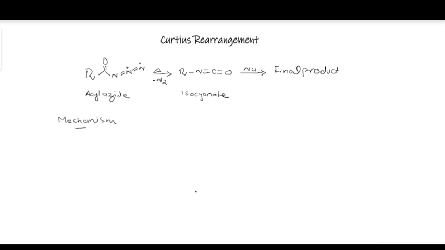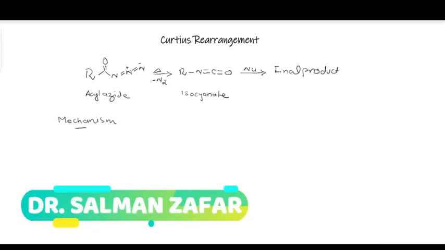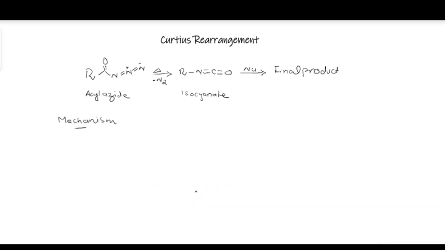So Curtius rearrangement is the thermal decomposition of acyl azides to isocyanate. And this conversion is accompanied with the removal of a molecule of nitrogen. So let's see how we can convert acyl azides to isocyanate.